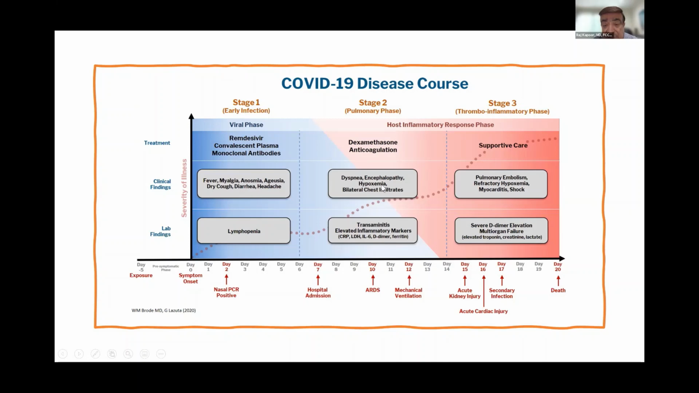And this is the stage of shortness of breath, hypoxemia, and bilateral chest infiltrates. And their liver enzymes go up, and the CRP, the LDH, the IL-6, the D-dimer, and the ferritin markers all increase during the inflammatory phase. And in the severe, you always have to make sure there's no pulmonary embolism because there's hypercoagulability, which may be making the respiratory insufficiency worse and making refractory hypoxemia. It could be myocarditis or even shock. And this is because of severe D-dimer elevation and multi-organ failure with elevated troponin and creatinine and lactate.